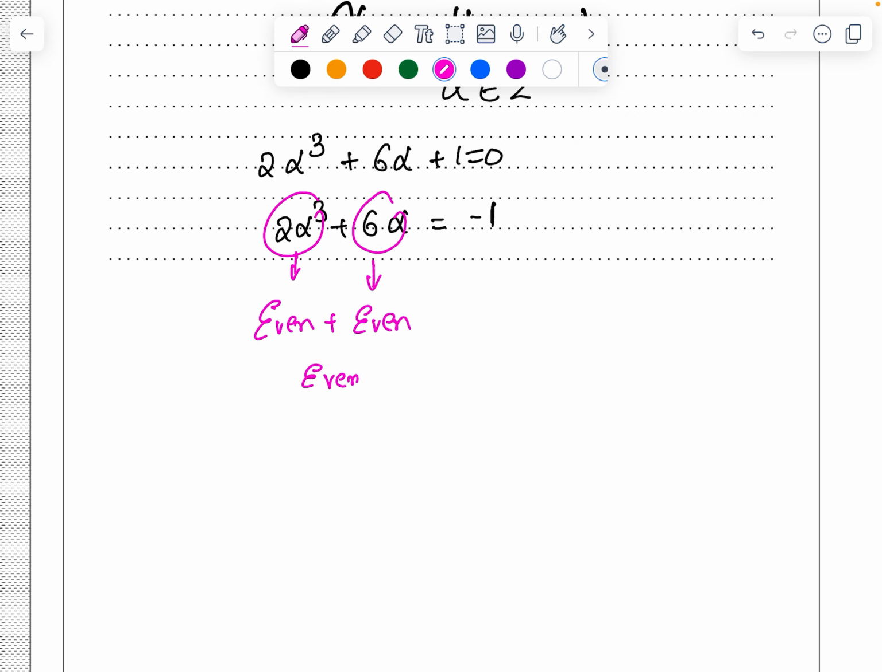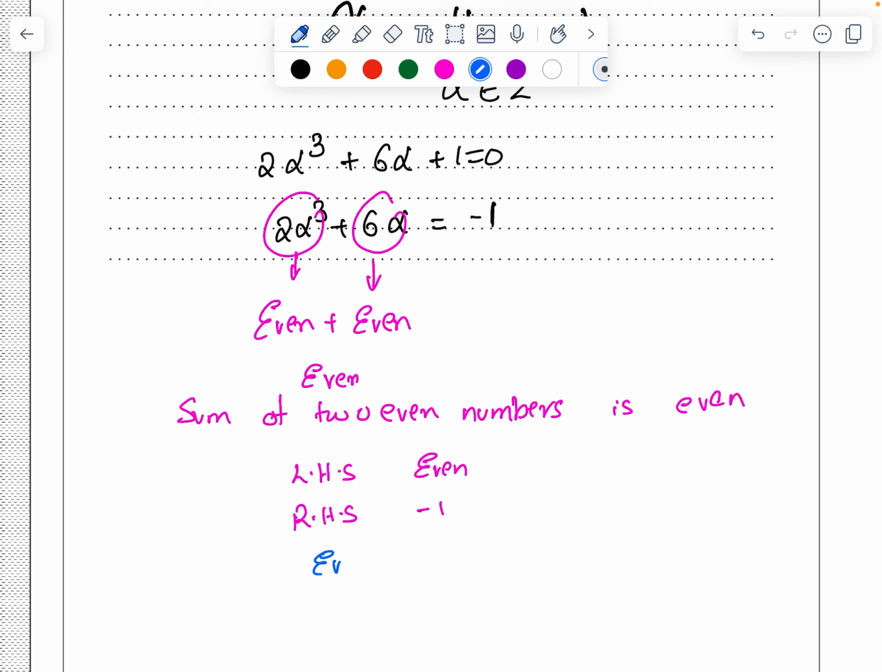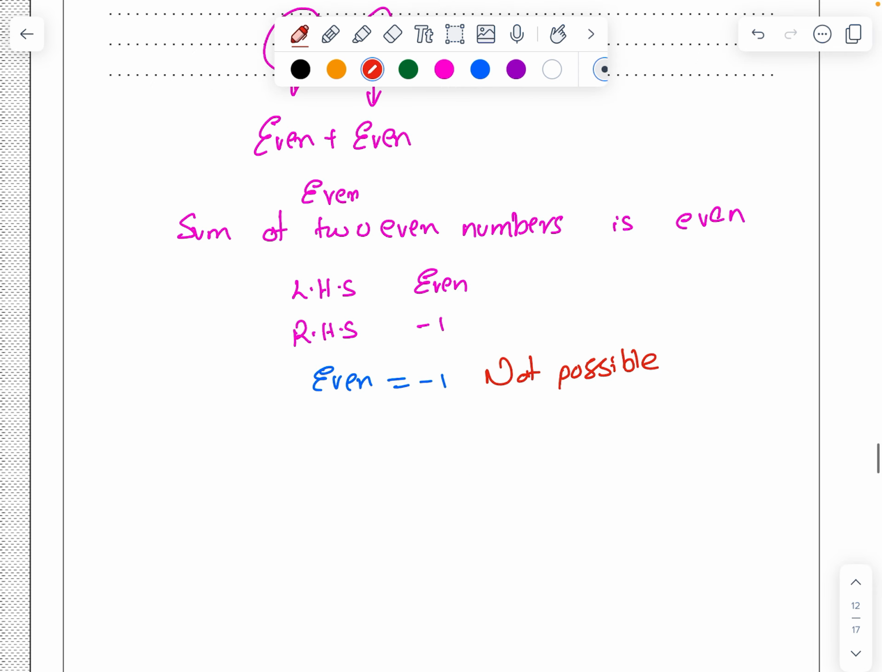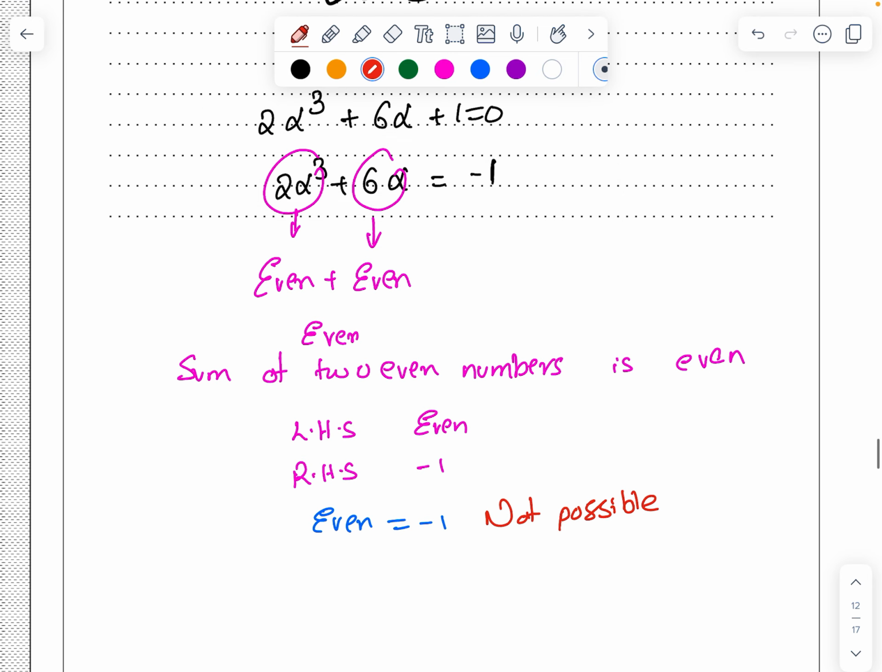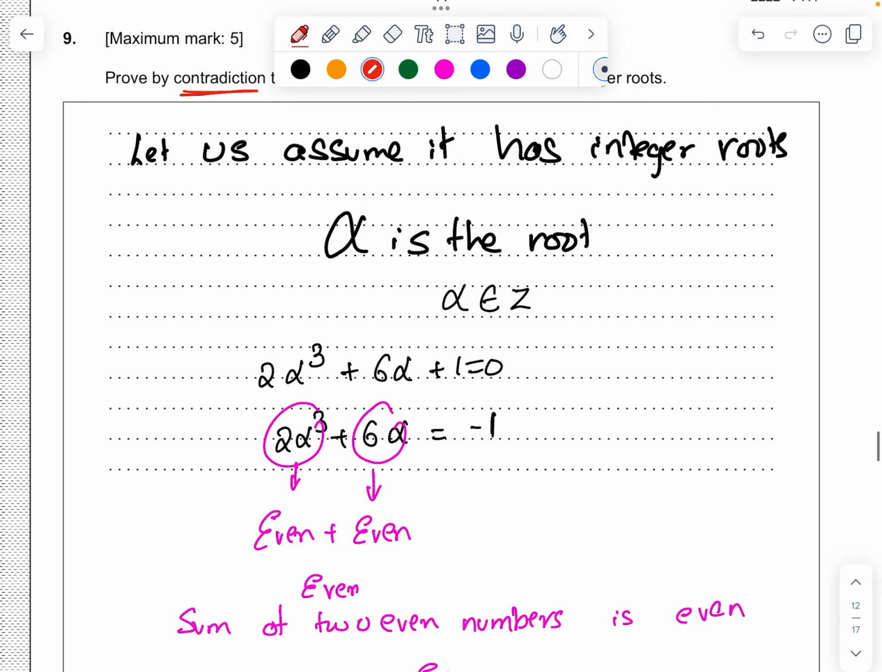So we can write it out over here. Sum of two even numbers is even. So left hand side is even. Whereas what is right hand side? Right hand side is negative 1. So we get that even equals to negative 1, which is not possible. An even number cannot be negative 1. So therefore it is not possible and we will not be getting the correct solution. So therefore this is not possible means because of this assumption is wrong.